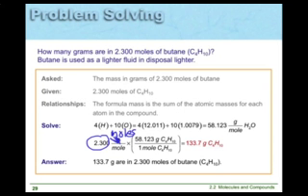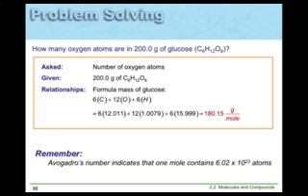All right, 2.3 moles times 58 grams per mole. The moles are going to cancel, and I get my grams. There are 133.7 grams in 2.3 moles of butane. Okay? How many oxygen atoms in 200 grams of glucose?